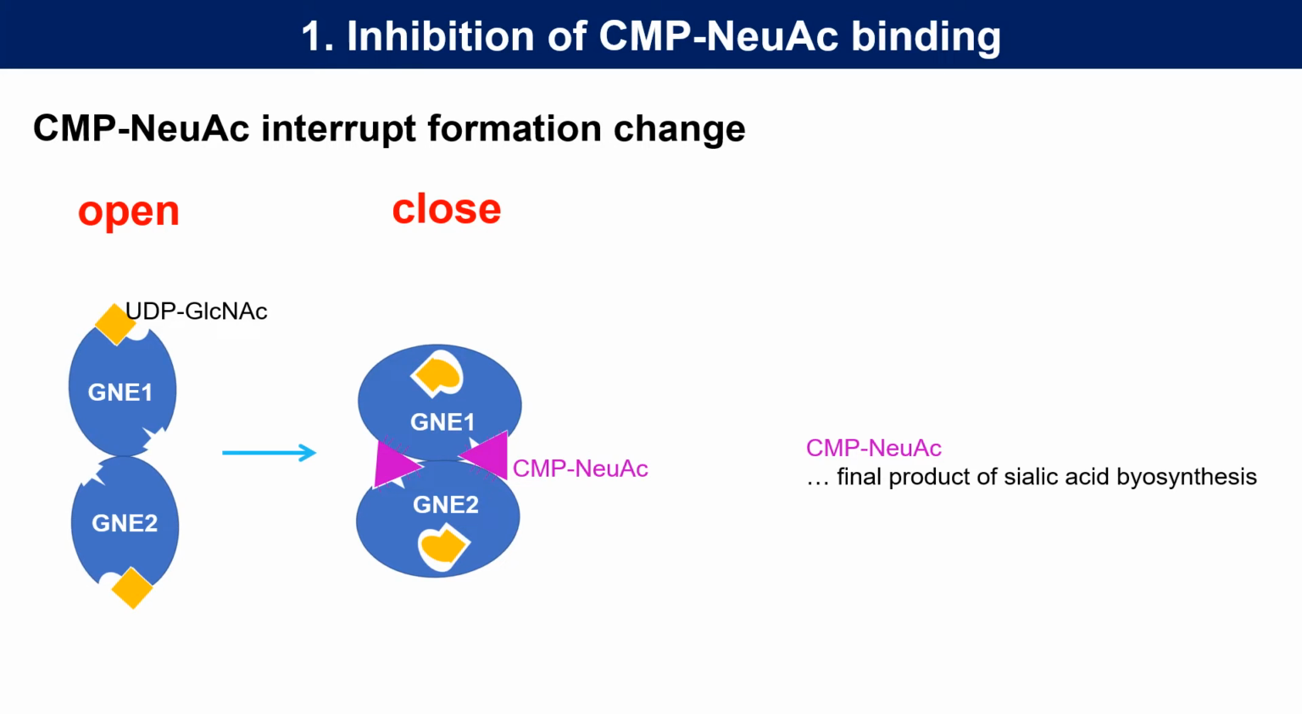But when CMP-NeuAc, the final product of sialic acid biosynthesis, binds to GNE, it would act like a glue and interrupt the formation change of open-close to stop the production of ManNAc. So this mechanism exists for negative feedback, a process to maintain homeostasis by reducing an excessive production of sialic acid.